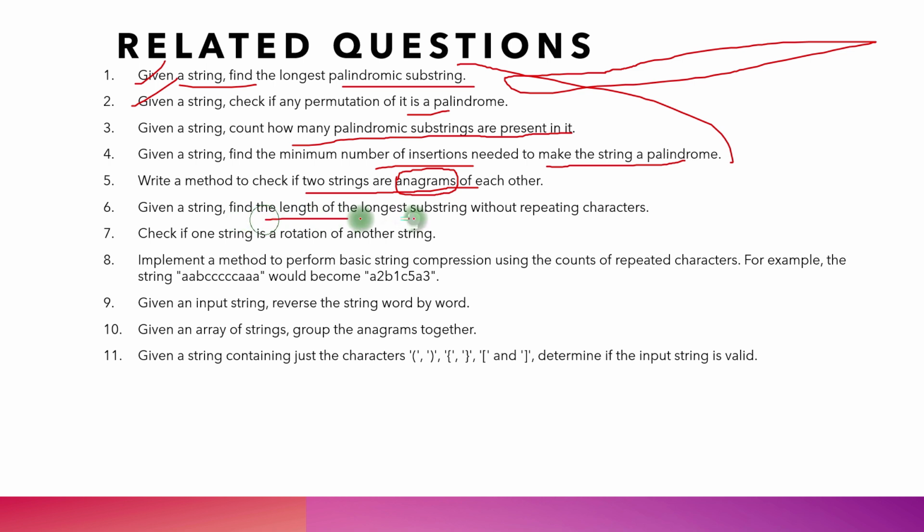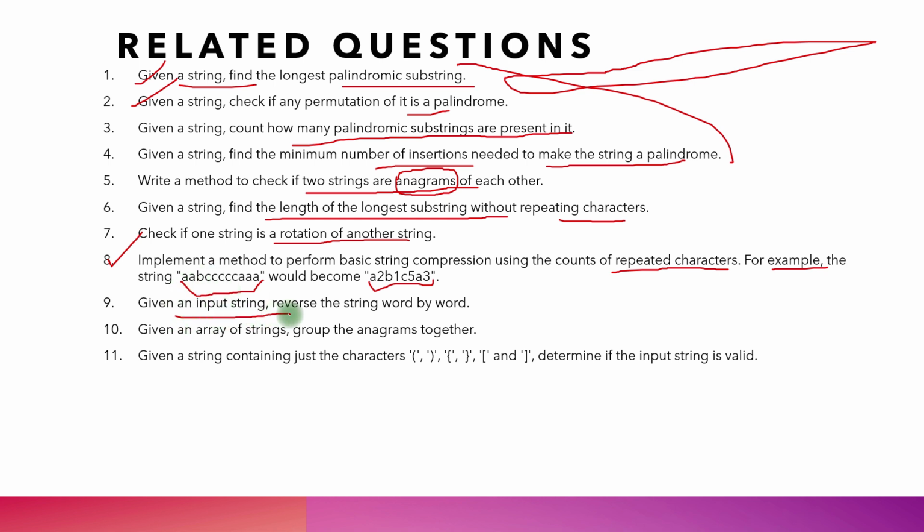Given a string, find the length of the longest substring without repeating characters. Check if one string is a rotation of another string. Implement a method to perform basic string compression using the counts of repeated characters. For example, this one is there, basically encryption kind of thing we have to do. So all of the characters that are there, we just have to print the count. So this will be space optimized if there are repeating characters in the input one.